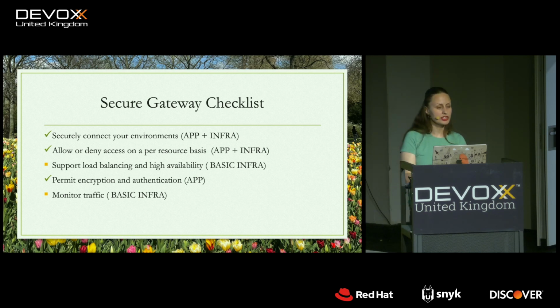And, well, the security gateway checklist now: security connects it to environments, allows or denies access on a per-resource basis, permits encryption and authentication, but still the load balancing, high availability, and monitoring traffic are basic infra.